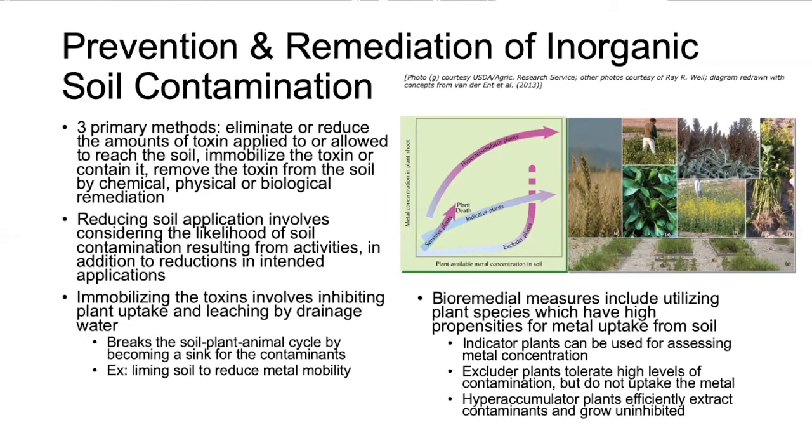In the second, immobilizing the toxins involves inhibiting the plant uptake and leaching by draining water. It breaks the soil plant animal cycle by becoming a sink for the contaminants, and the soil is basically just used as a sink for it. An example of this would be liming the soil in order to reduce the mobility of heavy metals. Bioremedial measures can include utilizing plant species, which we talked about in phytoremediation, which have high propensities for metal uptake in the soil. And we can use indicator plants, which can be used for assessing the level of metals within the soil. Excluder plants can also tolerate high levels of contamination, but they don't take up the metal itself. And then hyperaccumulator plants are those which can take up the metal and sequester it and become a sink for the contamination.